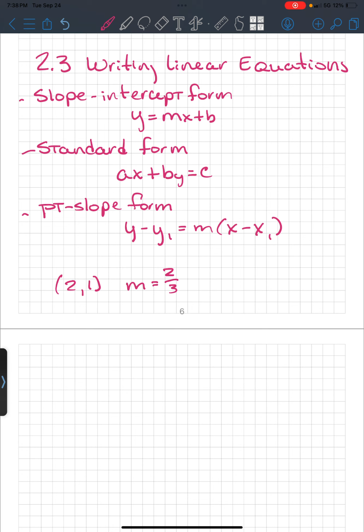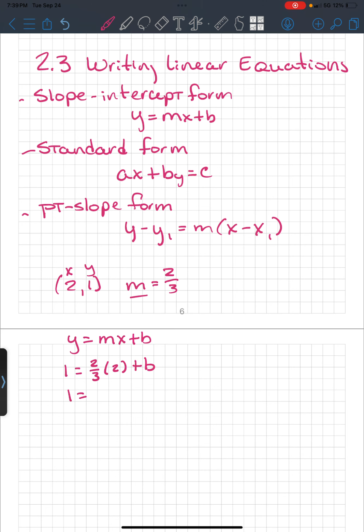So what we're going to do is we're going to use slope intercept form. And we are going to put in the information that we have. We have our y, we have our x, we have our m, and we don't have b. So we're going to put the information in that we have and solve for b. So y is 1. Our slope is 2/3. x is 2. And we don't have b. So we're going to solve this for b.